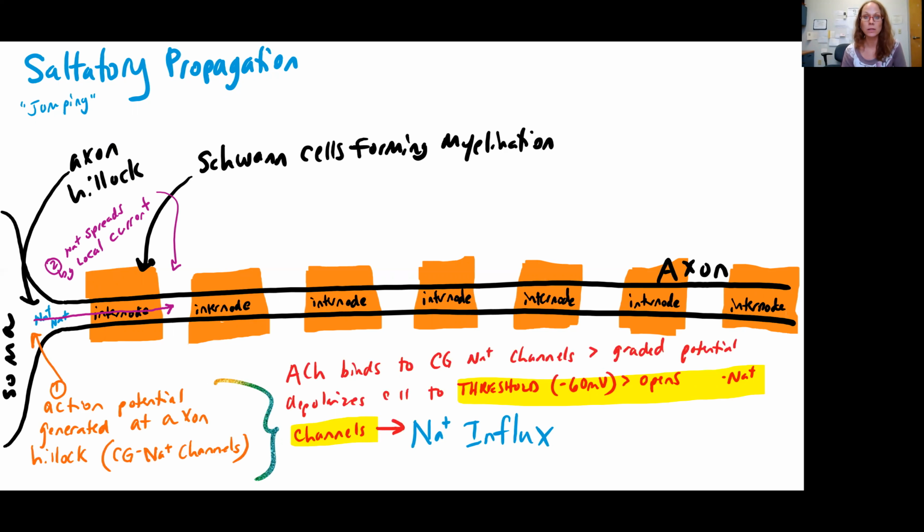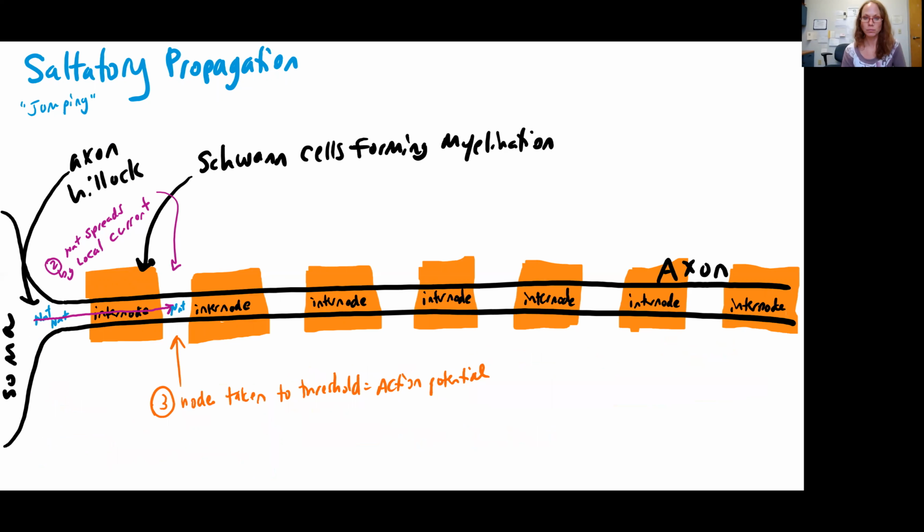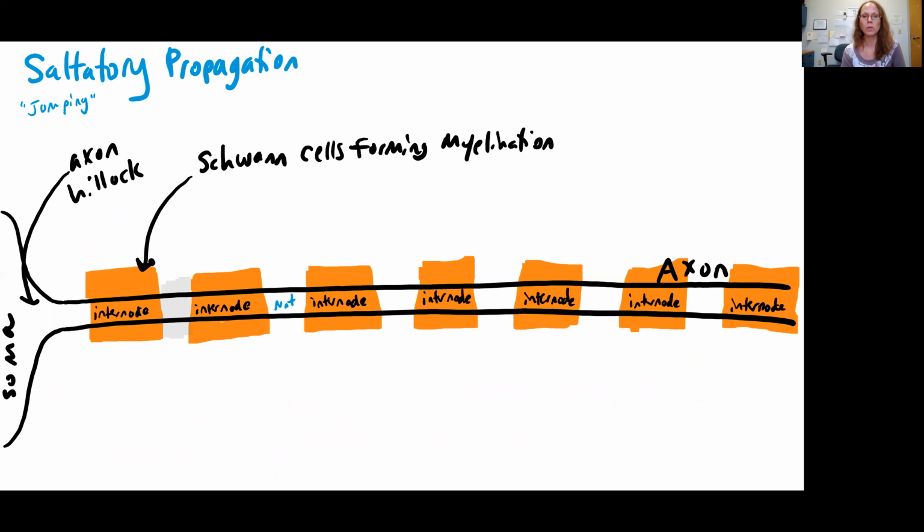But notice it spreads all the way to that next node. That node then is at threshold, so we open up voltage-gated sodium channels, sodium comes in, it spreads by local current. Notice the piece behind is in refractory period. And so clearly it's a lot faster to do the saltatory, where you're doing node to node to node instead of continuous, every single itsy bitsy piece of membrane. Okay, that's it for now.